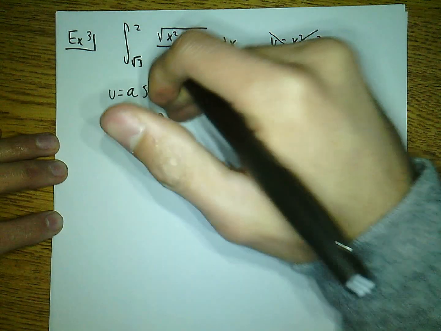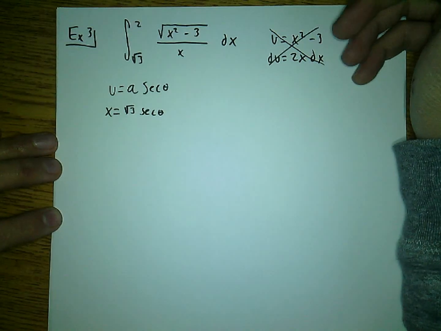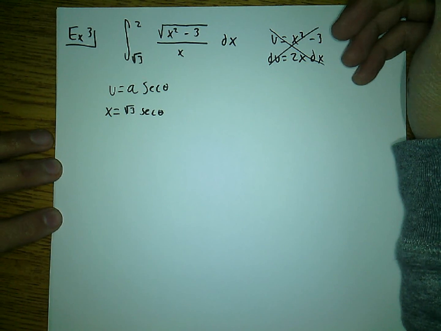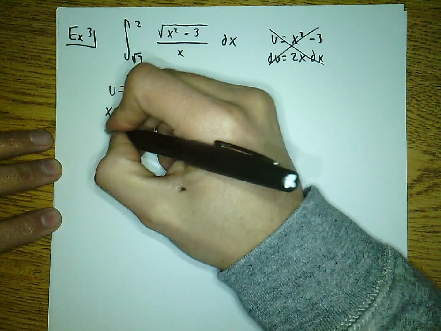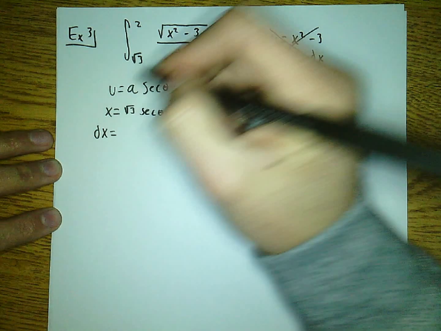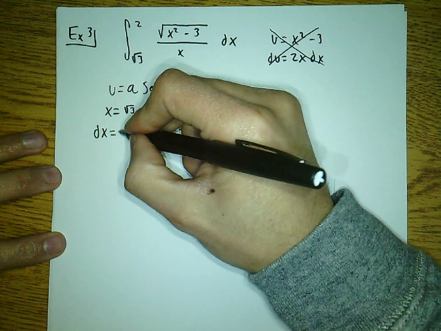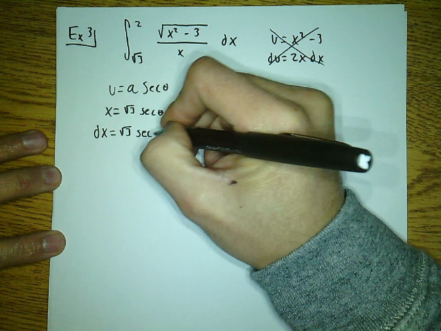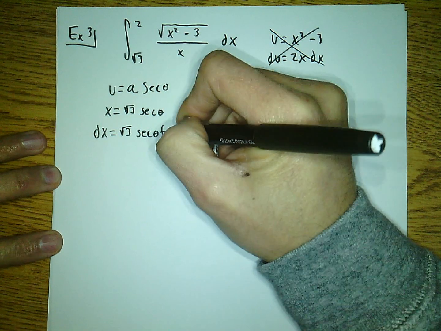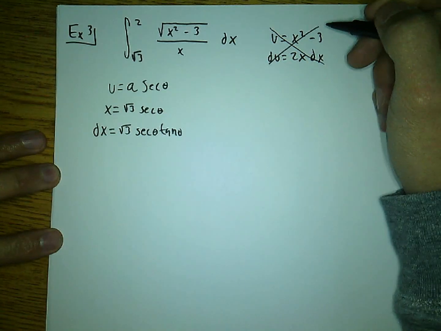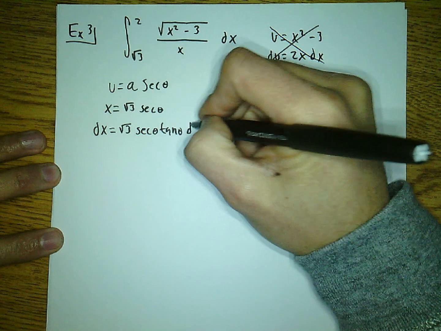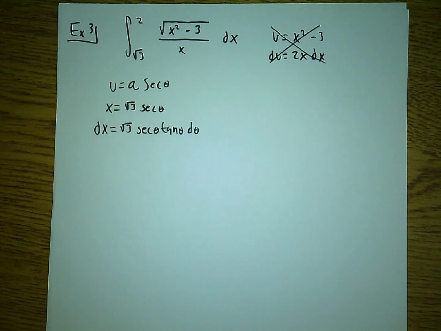What do I do from this step? Take the derivative of x. Okay, so what's the derivative of root 3 secant theta? Is it root 3 secant theta tangent theta? Very good. Cool. All right, so let's keep that in mind.